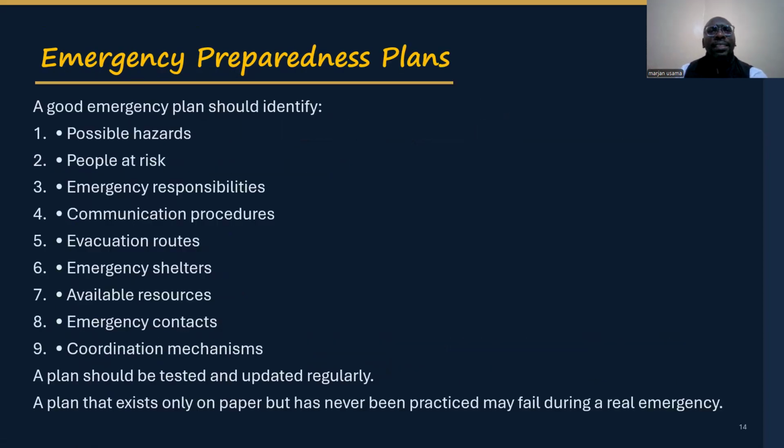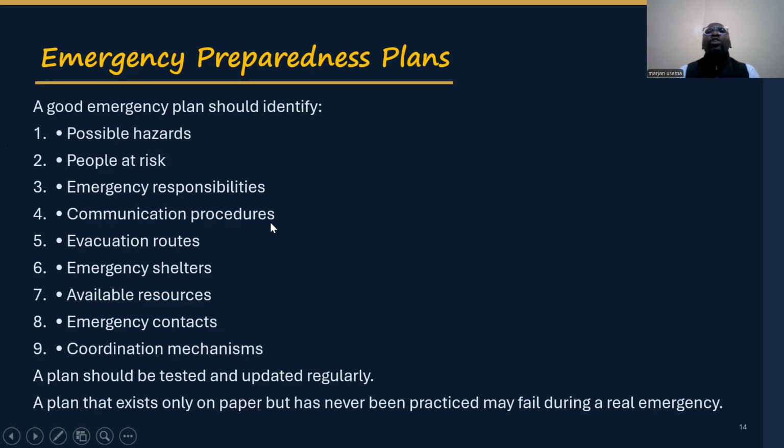Now, emergency preparedness plans. A good emergency plan should identify possible hazards. What are the expected risks? Number 2, people at risk. Who are the people who might be affected? Who are the vulnerable people during a disaster? Emergency responsibility. Who is going to do what during the disaster?